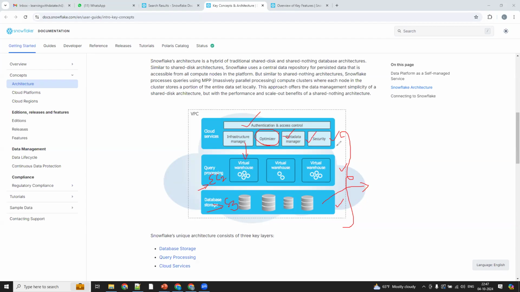In every interview, they'll ask this question. Hey, can you explain this Snowflake architecture? You have to talk about all these points.